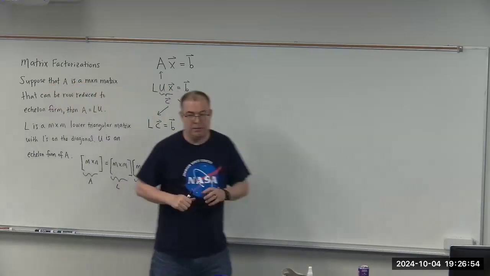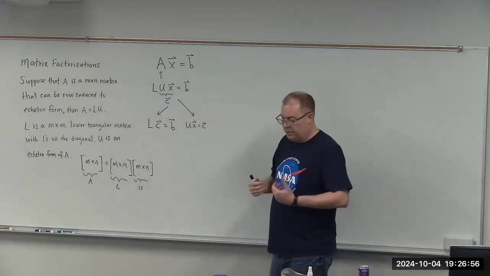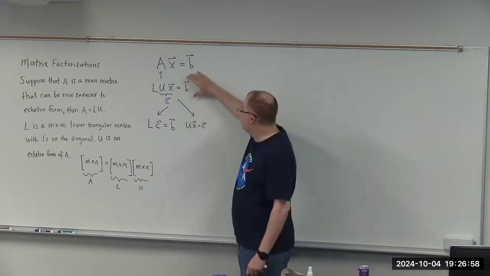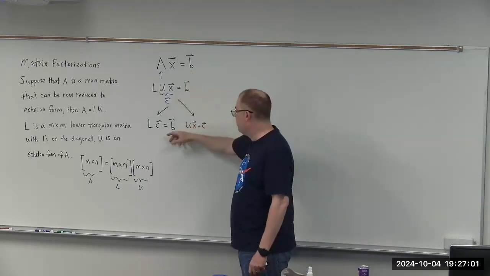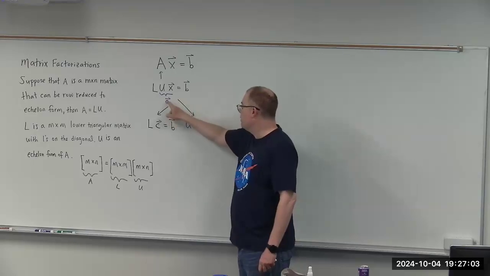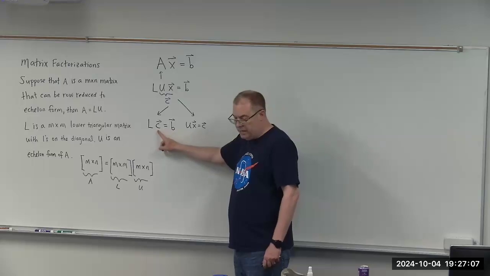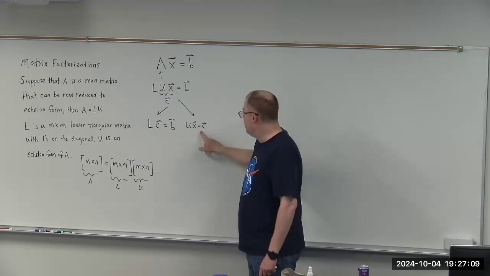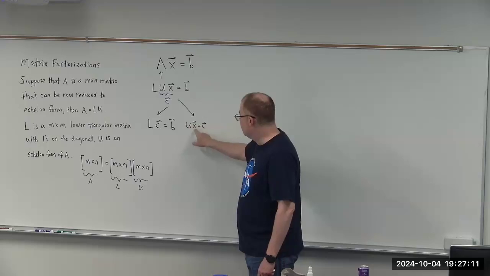So basically, this is what we call decoupling of a system. We have a system here, and we're breaking it down into two systems. We know that L times C is equal to B, so we can solve this for C. Once we solve for C, we can use this one to solve for X.